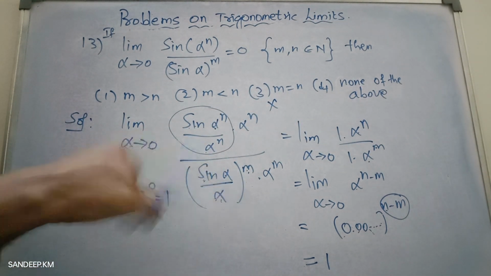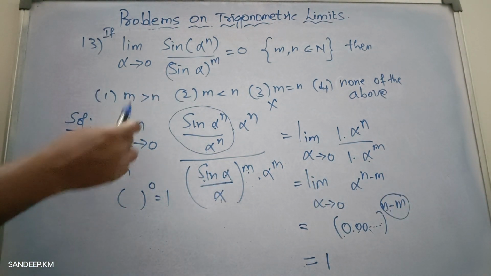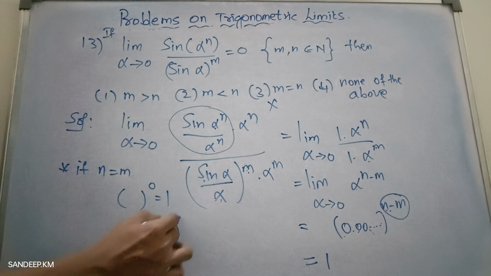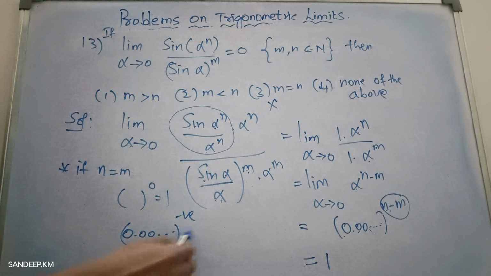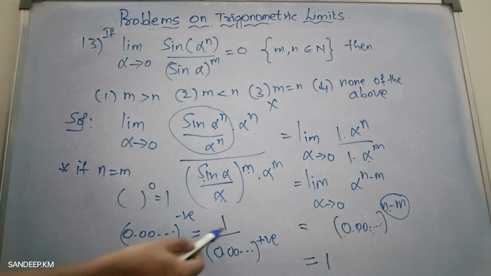Okay, now what if the power is a negative number? That means what? What if m is greater than n? Then I will get 0.000 and so on, power some negative number. And I have to convert the power to positive. I will write 1 divided by 0.0000 and so on, power positive number. And this is in the form of 1 by 0, it becomes infinity.